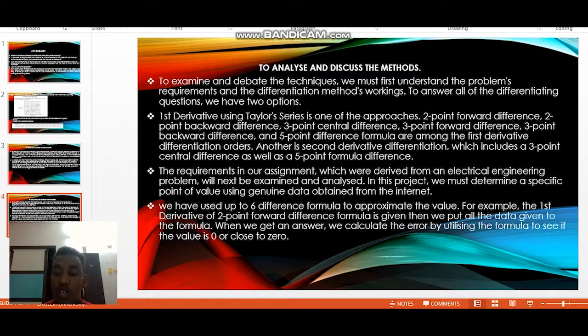Then we put all the data given into the formula. When we get an answer, we calculate the error by utilizing the formula to see if the value is 0 or close to 0.